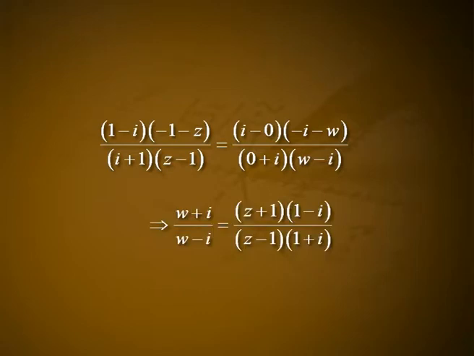Since the cross ratio remains unchanged under a bilinear transformation, (1 - i)(-1 - z)/((i + 1)(z - 1)) = (i - 0)(-i - w)/((0 + i)(w - i)), which implies (w + i)/(w - i) = (z + 1)(1 - i)/((z - 1)(1 + i)).